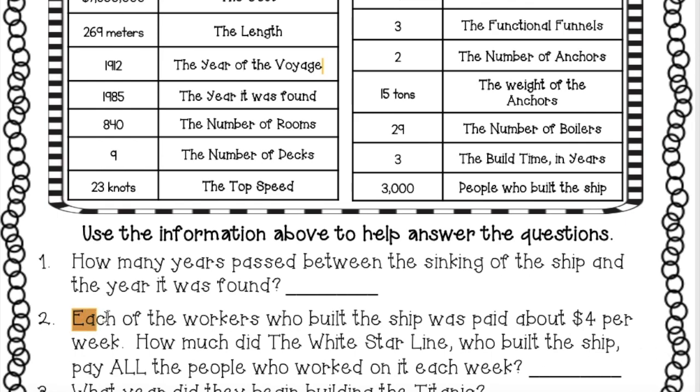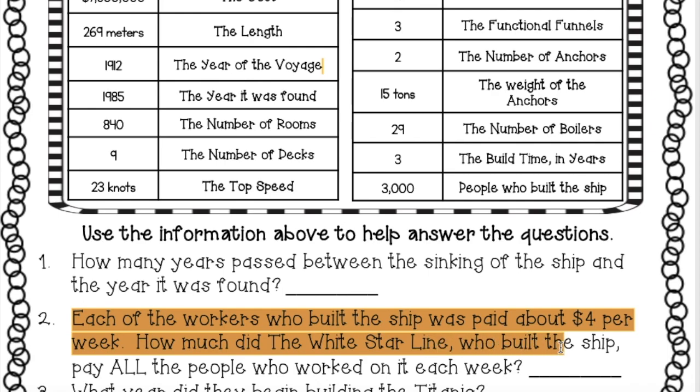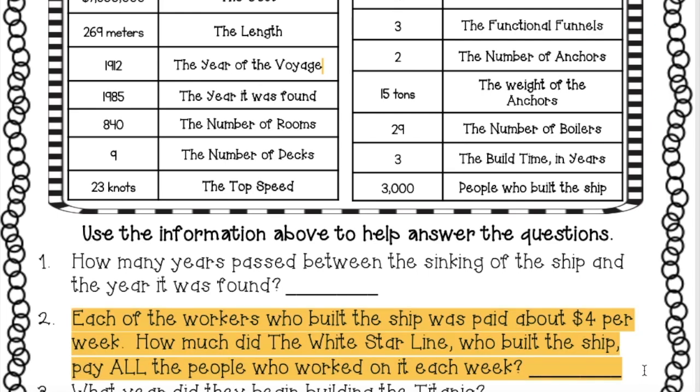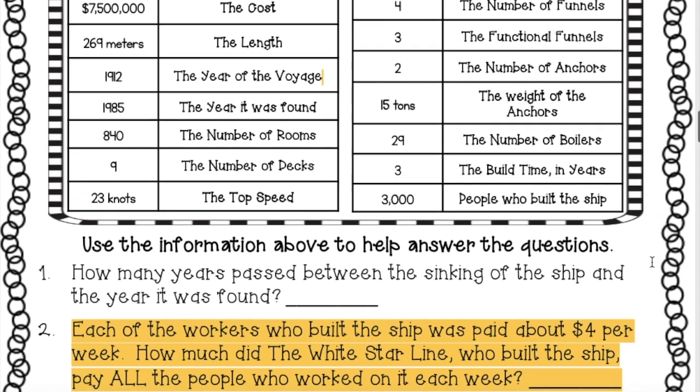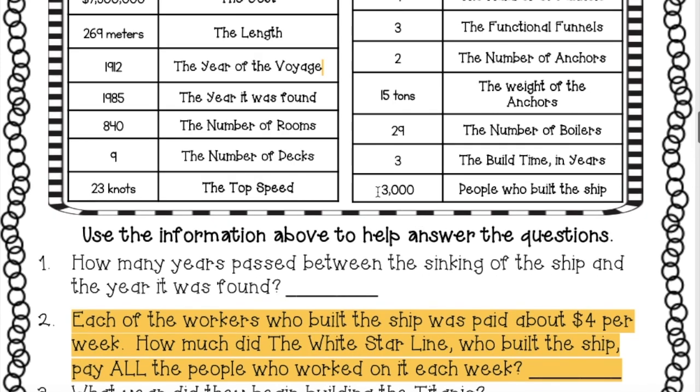Now let's take a look at number 2. Number 2 says, each of the workers who built the ship was paid about $4 per week. How much did the White Star Line, who built the ship, pay all the people who worked on it each week? So now we have to go up into our table and figure out how many people built the ship, or how many people worked on the ship. So let's take a look and see if we can find it. I see it right here, people who built the ship. So 3,000 people were working on the Titanic and they were paid $4 per week. They want to know how much money they were paid per week.